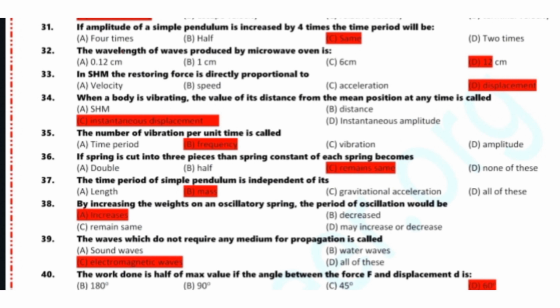The time period of simple pendulum is independent of its mass. By increasing the weight on an oscillatory spring, the period of oscillations would be increased. The waves which do not require any medium for propagation are called electromagnetic waves. The work done is half of max value if the angle between force and displacement is 60.